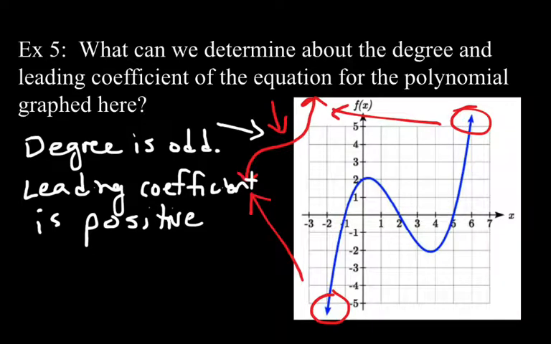Okay, so we can look at an equation and figure out about the graph, or in this case we're able to look at the graph and figure out some things about the equation. So we know that the degree is odd because the end behavior goes opposite directions, and then since it's down on the left and up on the right, we know that is a positive leading coefficient.